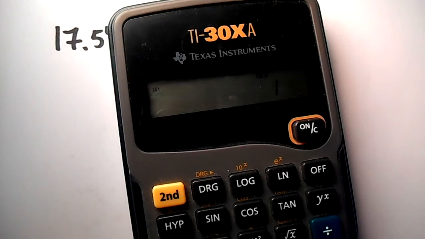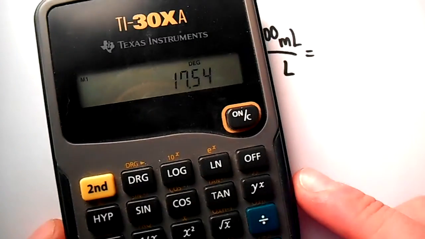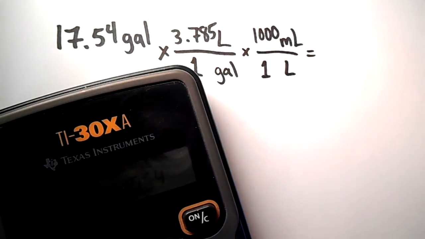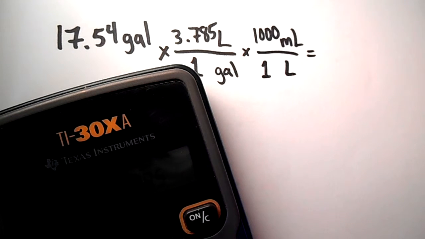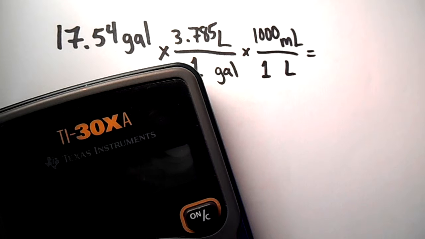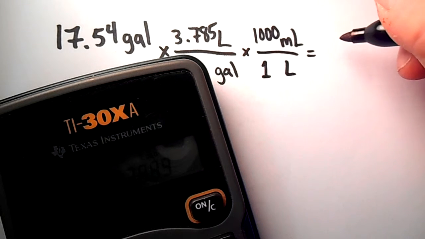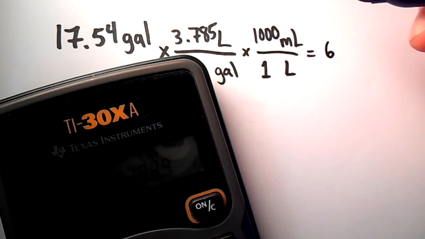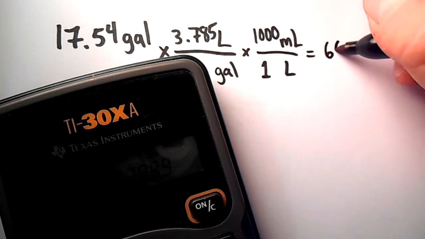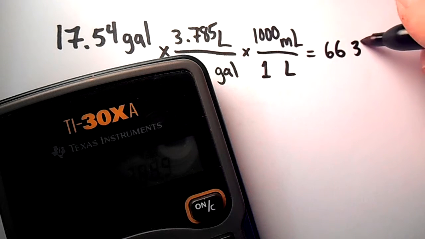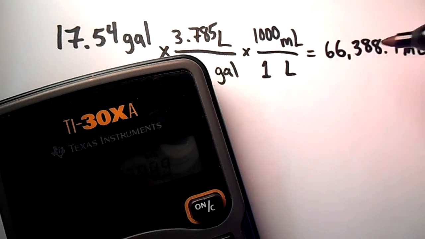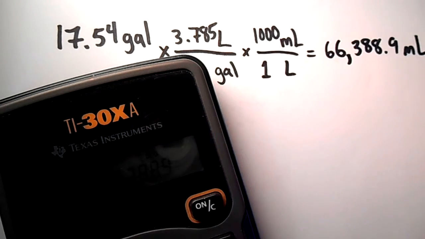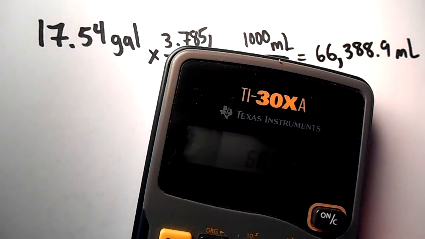So 17.54 multiplied by 3.785, and then I multiply that by 1,000. The raw value I'm getting is 66,388.9 milliliters. All right, so that's her volume in milliliters.